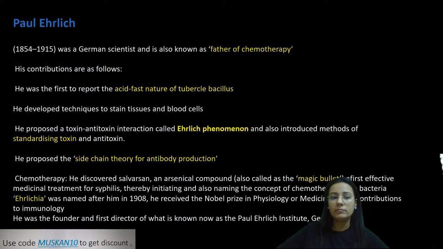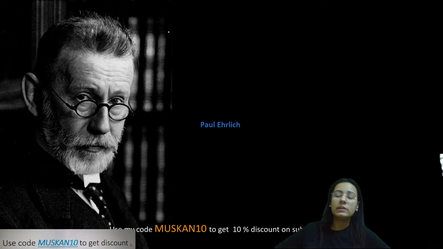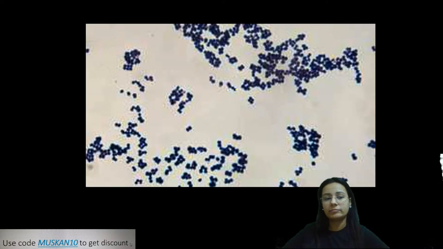Okay, now next is Paul Ehrlich, that is PE, father of the chemotherapy. Everything is related to immunity. So he standardized toxin antitoxin, gave the side chain theory of antibody, and gave the acid fast nature of the TB bacillus. He is Paul Ehrlich.